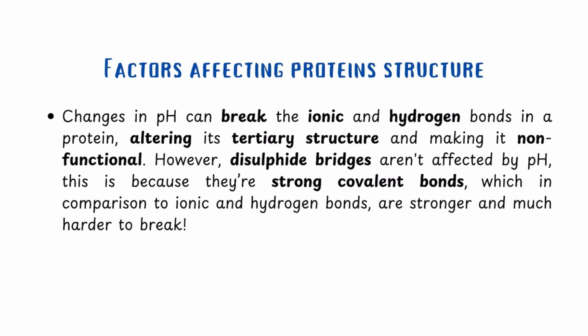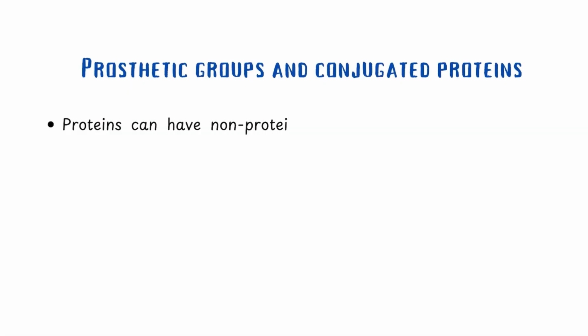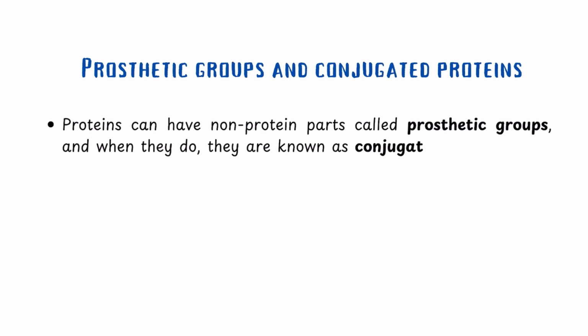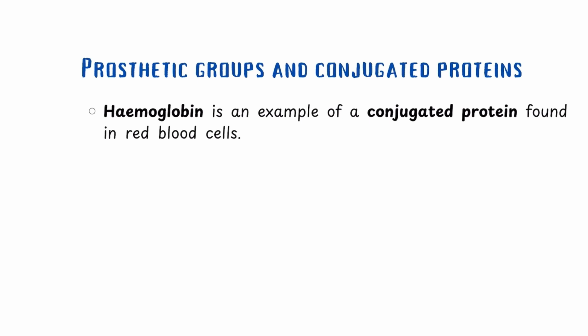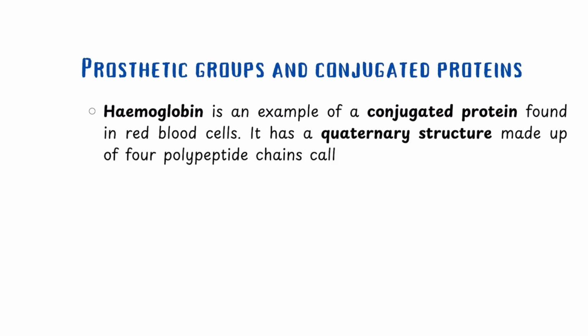Proteins can have non-protein parts called prosthetic groups, and when they do, they are known as conjugated proteins. Hemoglobin is an example of a conjugated protein found in red blood cells. It has a quaternary structure made up of 4 polypeptide chains called globins, each with a heme group.